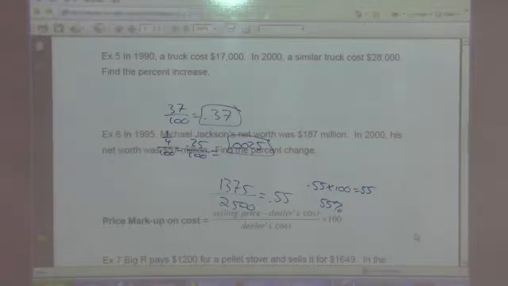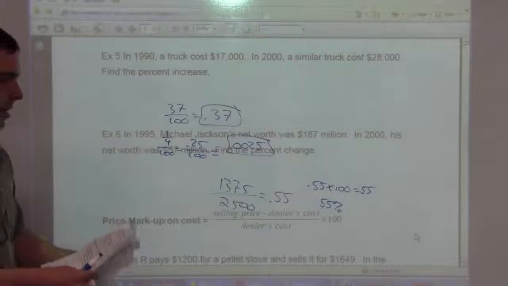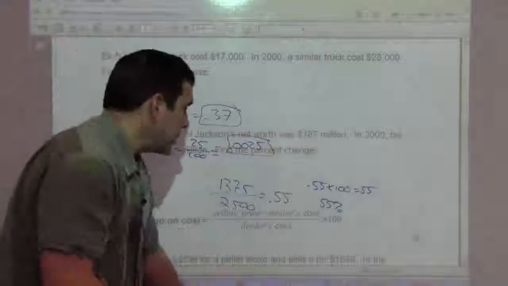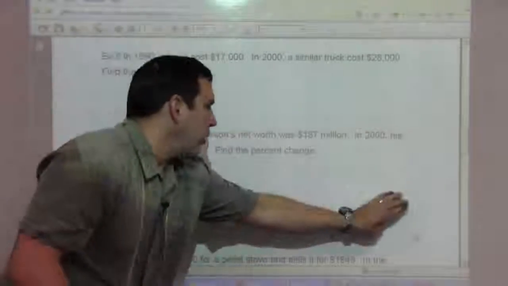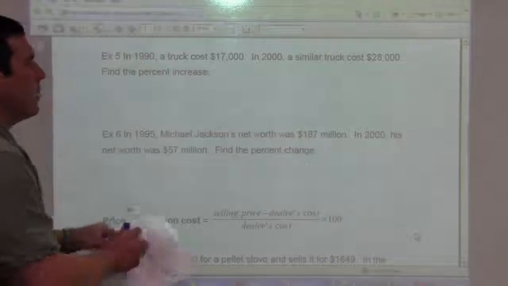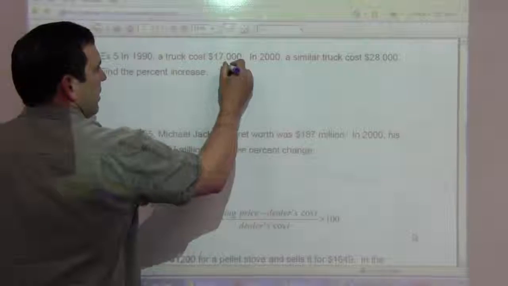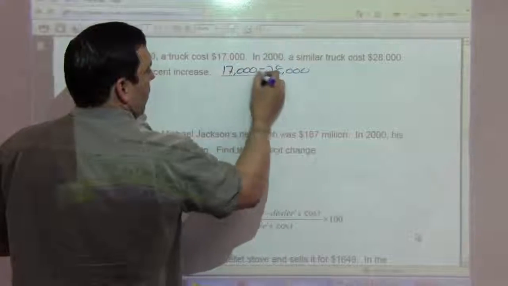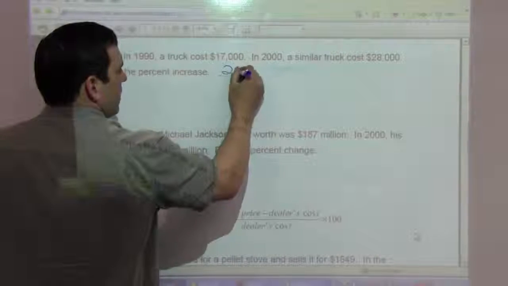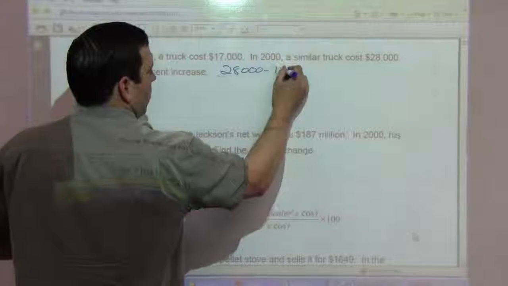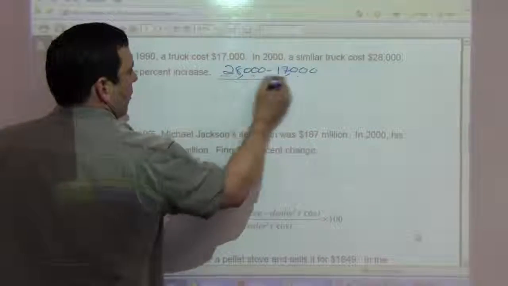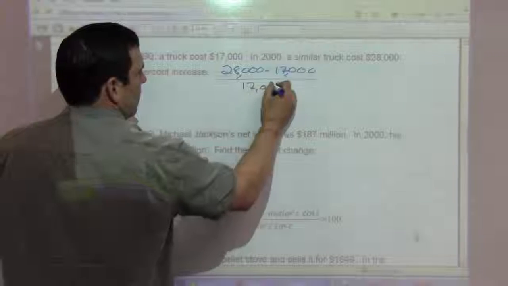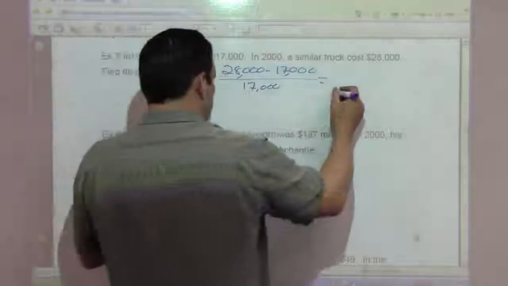Example 5 says in 1990 a truck cost $17,000. In 2000 a similar truck cost $28,000. Find the percent increase. So it's the new price minus the old price divided by the old price. So 17,000 minus 28,000 over, I got that backwards, the new price minus the old price over the old price times 100.